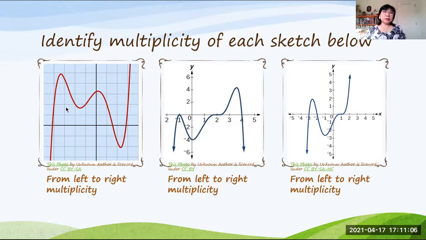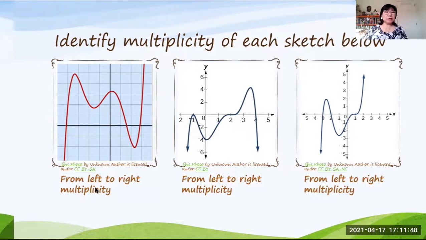So let's count how many degrees this function has. 1 for this, and maybe 2 for this shape, but it doesn't go through the axis, right? So it's hard to say. Let me see how many roots it has. 1 root here, 2 roots here, and 3 roots here. So this shape could be a cubic function, but it could be more than that. However, this is an odd degree. And from left to right, multiplicity.